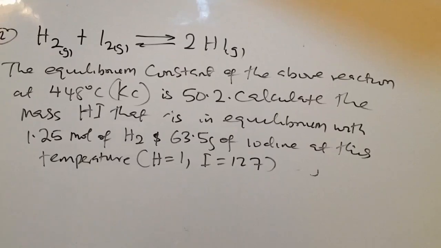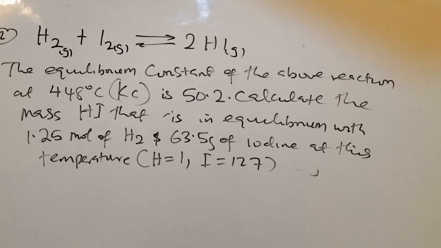So we'll take a second question still on how to calculate concentration from the equilibrium constant. We have a reaction between 1 mole of hydrogen gas and 1 mole of iodine vapor or gas to produce 2 moles of hydrogen iodide. The question says the equilibrium constant of the above reaction at 448 degrees Celsius, that the Kc is 50.2. Calculate the mass of hydrogen iodide that is in equilibrium with 1.25 mole of hydrogen and 63.5 grams of iodine at this temperature.